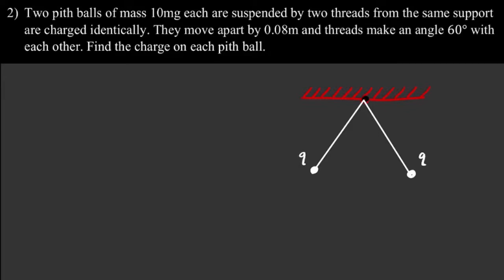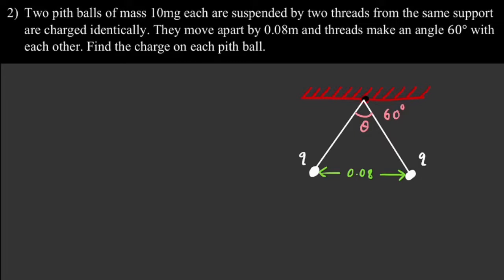Now what happens? Because they are charged with the same polarity, they get repelled, they are separated. And what is the separation between them? They are separated by how much distance? 0.08 meter. So this is the distance between them. And therefore when they got separated, the threads make an angle theta. And what is the angle theta? 60 degrees. So when they got separated, they repelled each other, and the threads make an angle theta with each other. So this is the situation given.